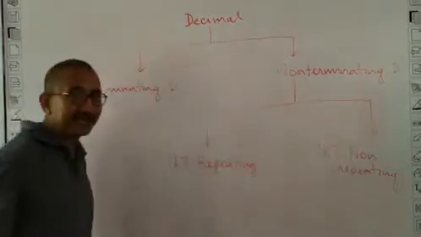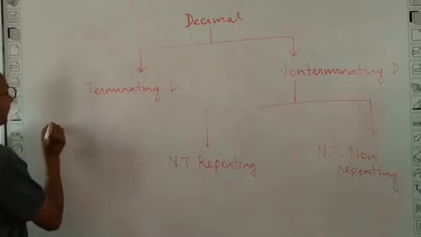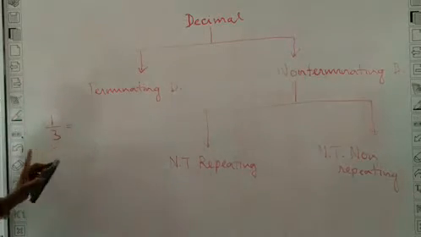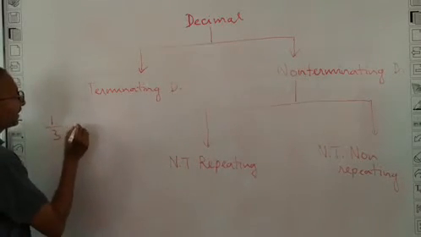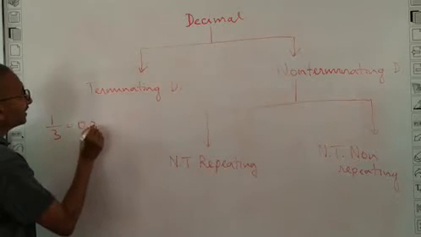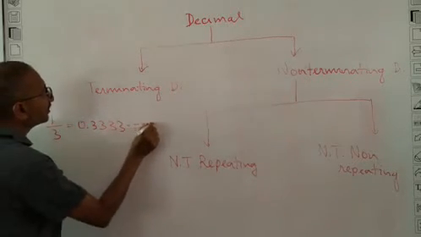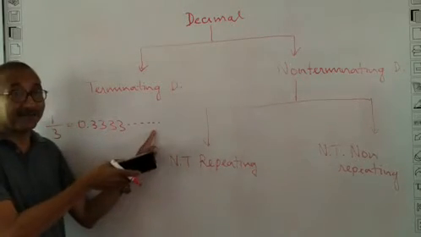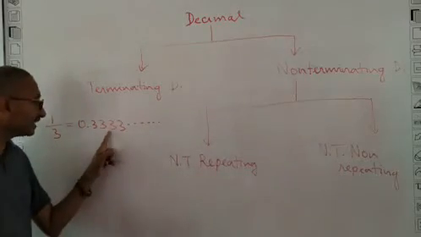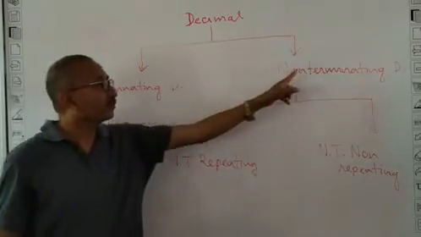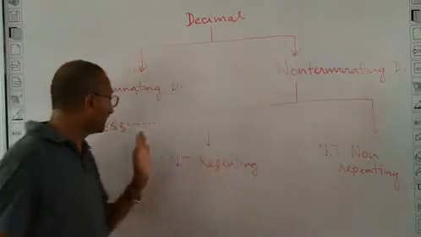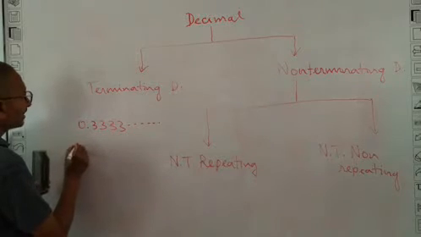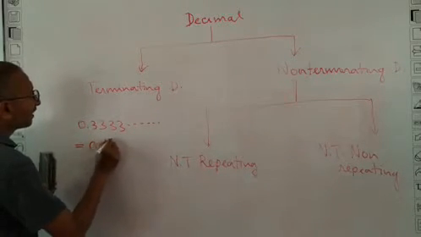Now non-terminating decimal. You must be knowing, if you divide 1 by 3, the answer comes out 0.3333. Every time 3 will be appearing. That means it never finishes. It never terminates. So this type of decimal is said to be a non-terminating decimal. This we write in this way also, as 0.3 bar.